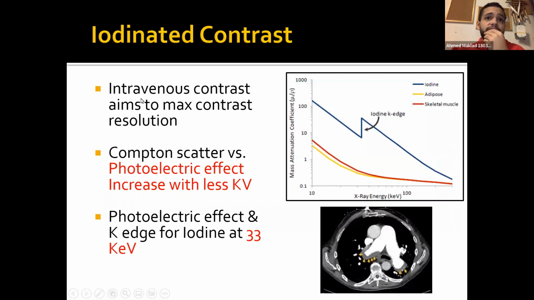Iodinated contrast, intravenous contrast, aims to maximize the contrast resolution. If you remember yesterday's lecture, as I said, you give contrast because the keV it releases is way higher than everything else. So it's going to be starkling white, just very white. So it's going to give you a perfect contrast with anything that is darker than it on the side.